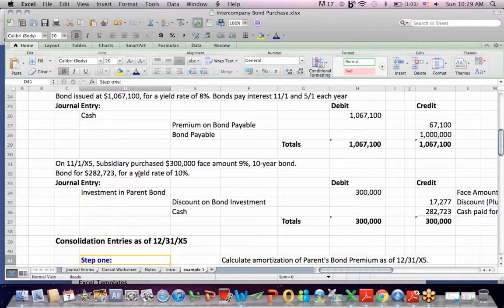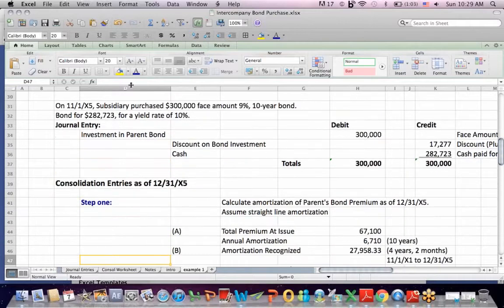Another trick that's normally played in accounting questions is that the subsidiary does not buy the entire amount issued. So as you can see in 1/1/X5, the subsidiary purchases only $300,000 of the $1 million issue, 9% 10-year. They pay a discount, something less than the face amount of $300,000. As a result, their yield is higher. It's 10%, as opposed to the face amount of the bond, 9%.